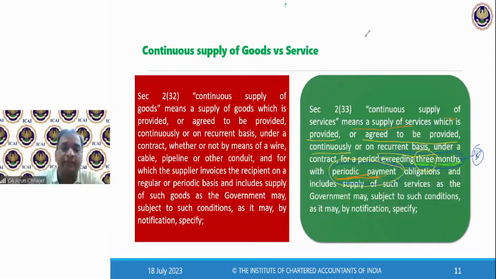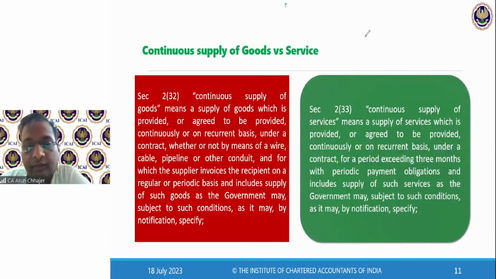And periodic payment, it can be monthly, it can be quarterly, it can be half yearly, it can be weekly, but periodic payment is necessary. If the definition is required to be written in the exam, the two words are important for continuous supply of service. One is exceeding 3 months, second is periodic payment. Include supply of service as the government may notify.